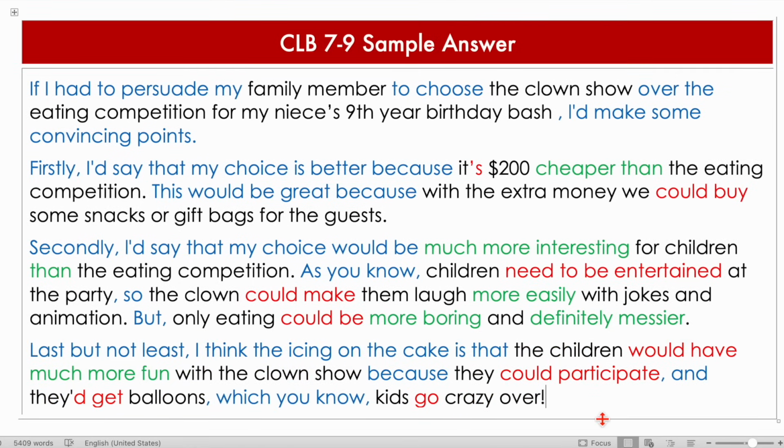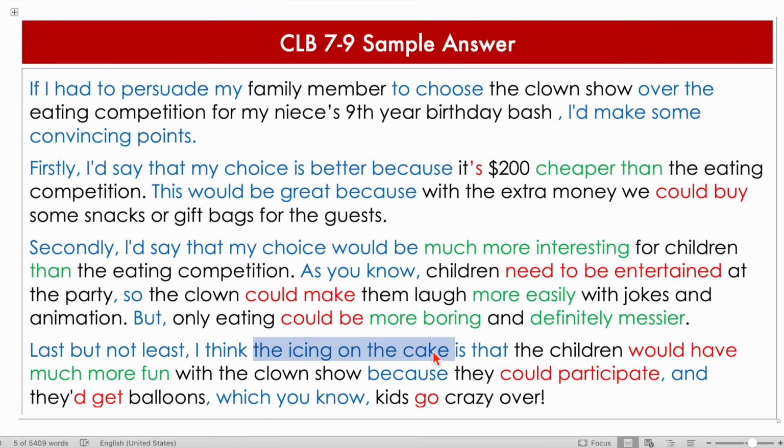Last but not least, I think the icing on the cake is that the children would have much more fun with the clown show because they could participate and they'd get balloons, which kids go crazy over. Well, very interesting one here. I see a very good expression that we can use when we're trying to convince someone: the icing on the cake. Okay? The icing on the cake is an expression that means the best part or one more very good part.